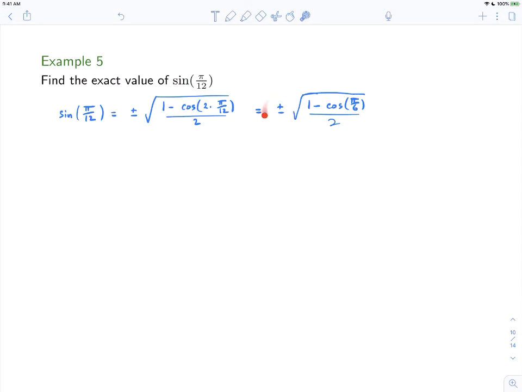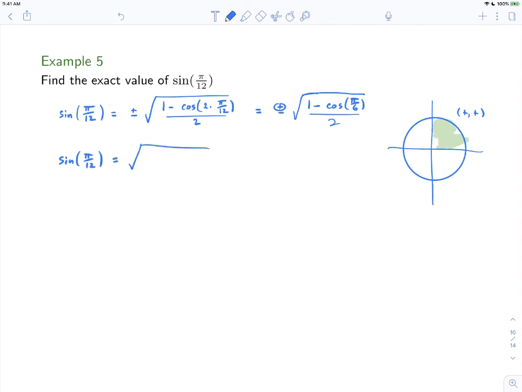Now we have to figure out whether this is plus or minus. Pi over 12 is in the first quadrant. So if we draw our little unit circle, pi over 12 is in this quadrant. That means sine and cosine are both positive here. So what that means is we want the positive square root. So sine of pi over 12 is equal to the positive square root of 1 minus cosine of pi over 6, divided by 2.